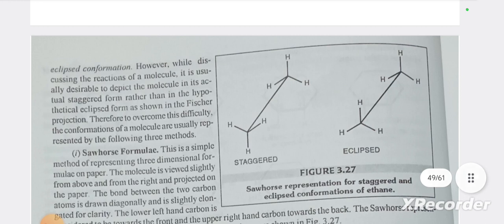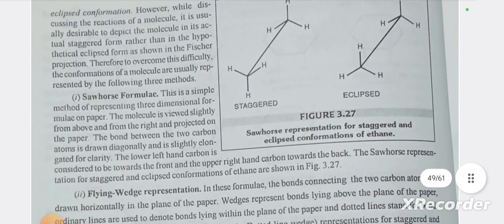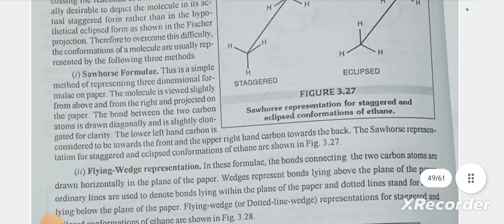However, while discussing the reactions of a molecule, it is usually desirable to depict the molecule in its actual staggered form rather than in its hypothetical eclipsed form as shown in Fischer projection. Therefore, to overcome this difficulty, the conformations of a molecule are usually represented by the following three methods.